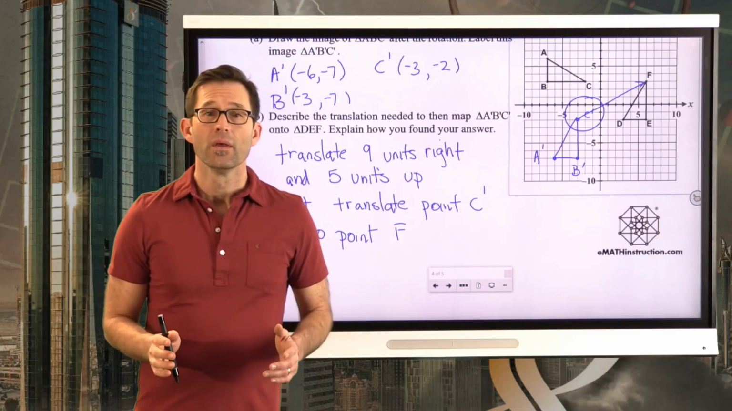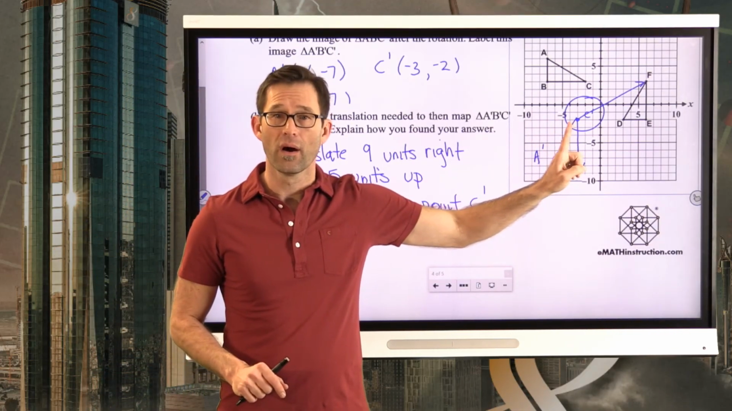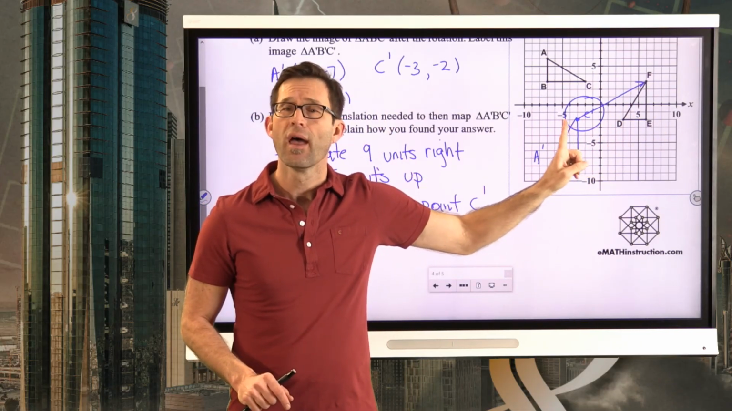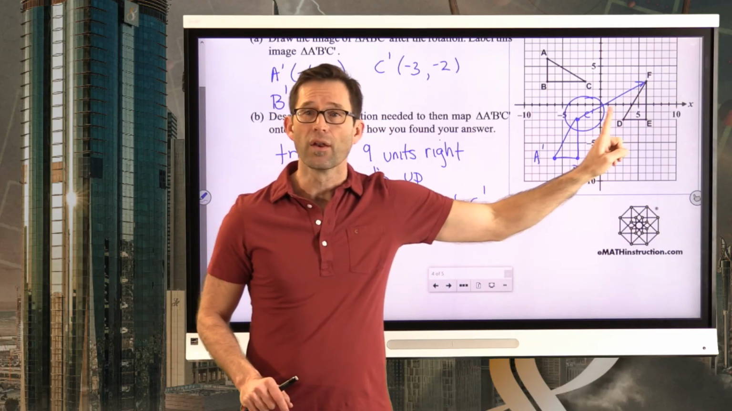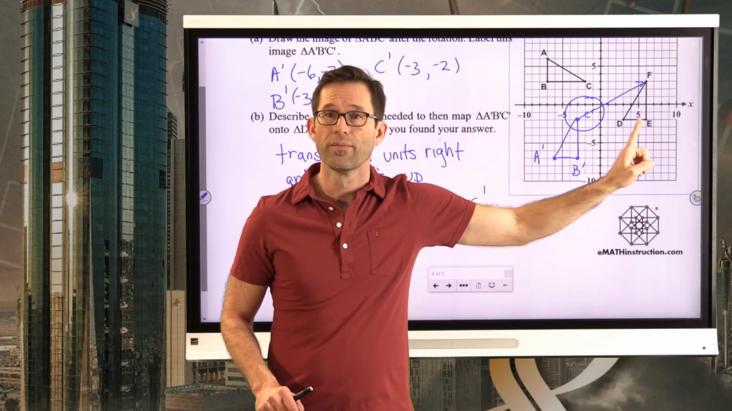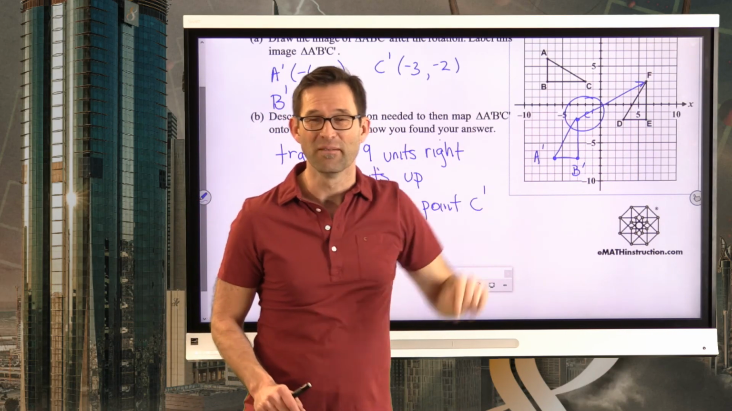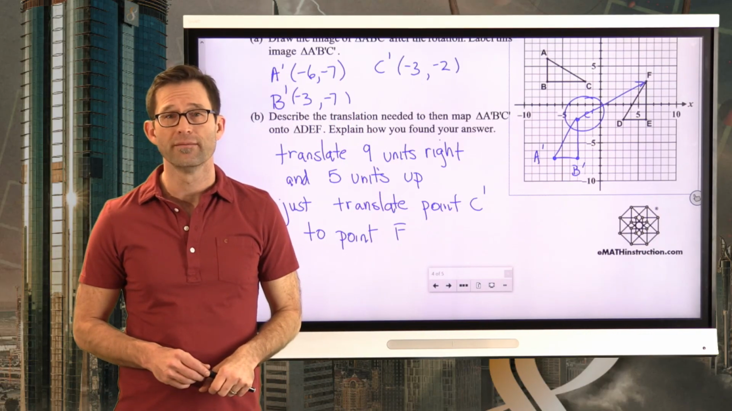And that's it. You know, all we have to do is take this thing, find a single point on it, find the corresponding point on its image, and ask ourselves, how much would I have to shift or slide this point in order to get it up there? And what I'd have to do is I'd have to move it 9 units to the right and then another 5 units up. And the great thing is, the rest of the triangle just comes along for the ride.